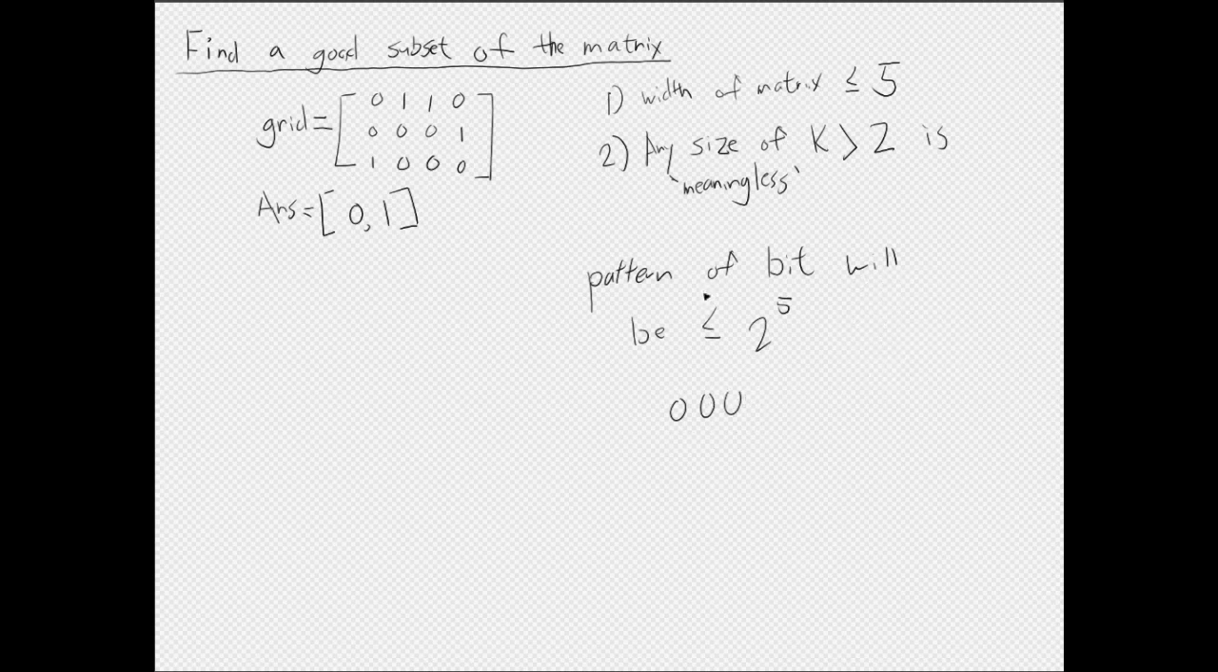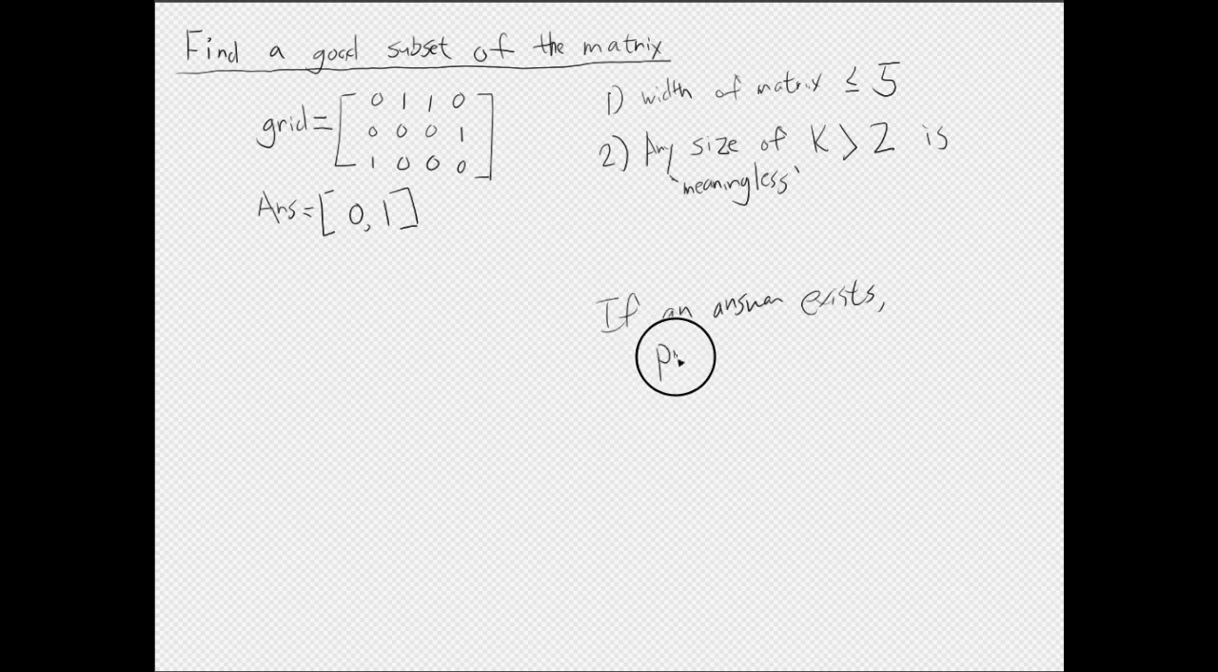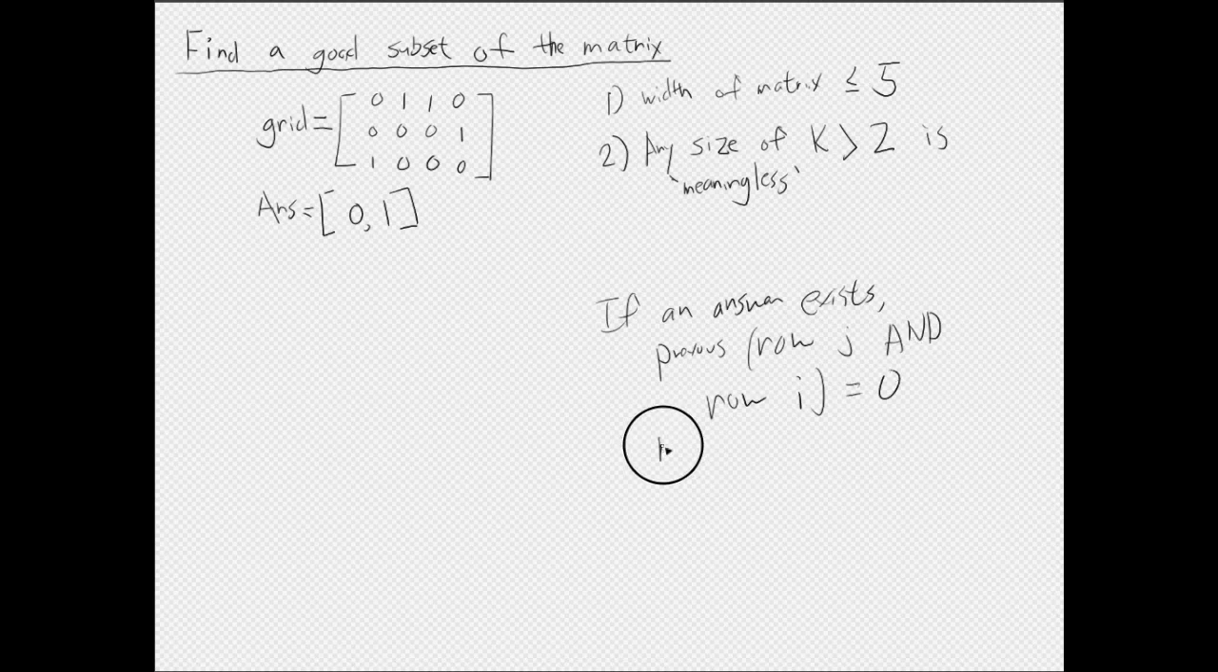So 32 is a very small number. That's why we can just combine these 2 findings. First, we know for sure that if an answer exists, then there is a previous row j and a row i that must exist for some i. So how do we check the previous row j? We cannot do an n squared algorithm because the number of rows is really big. It's like 10 to the power of 4.